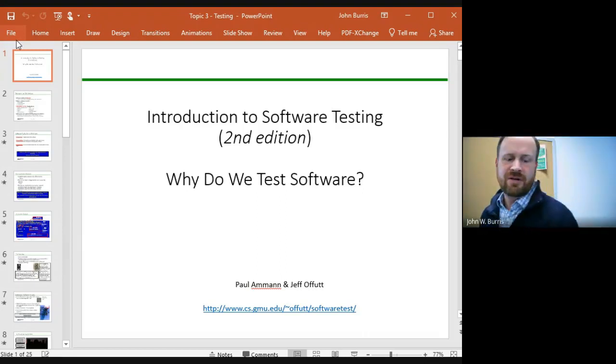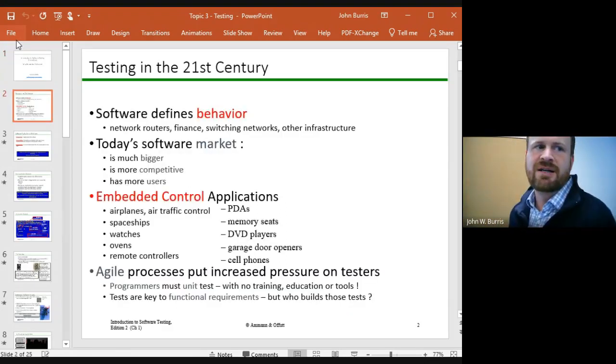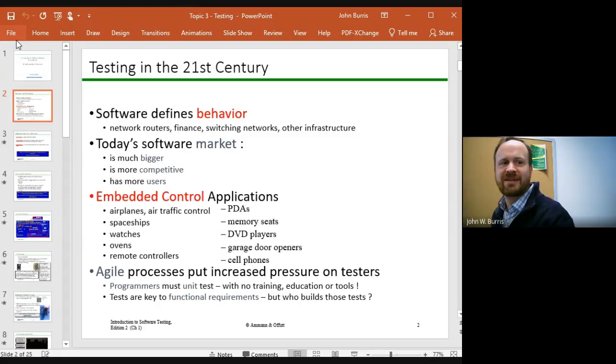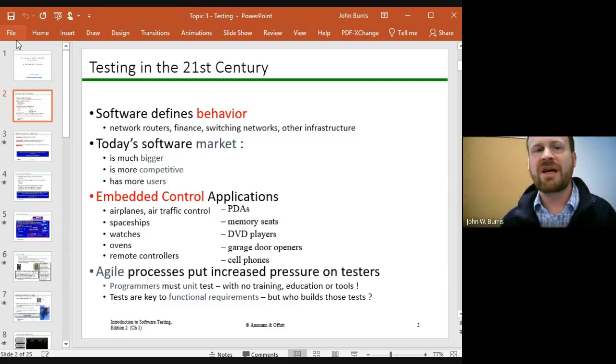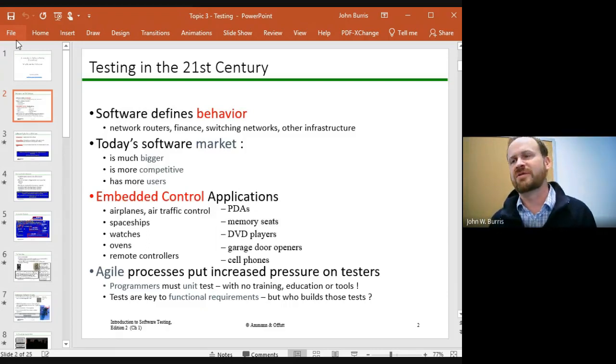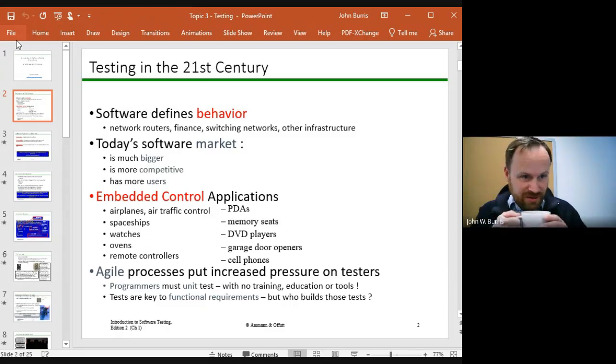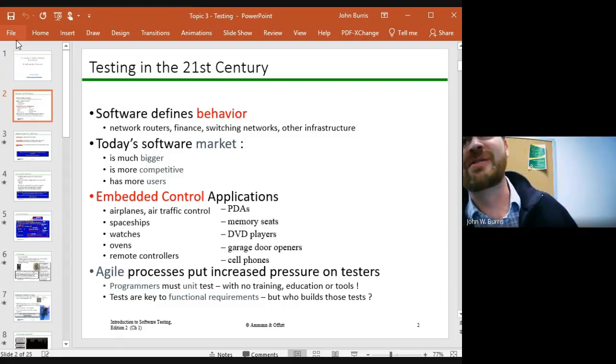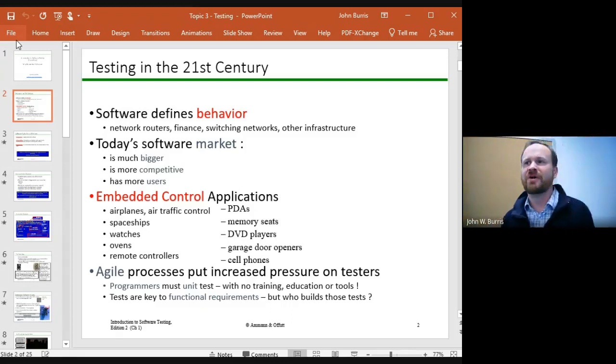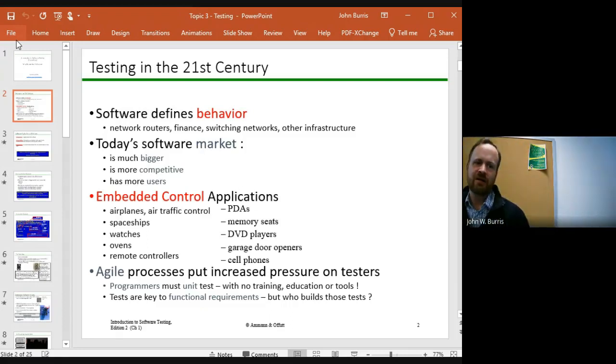We're going to talk about software testing. A couple of things need to be understood: software defines some behavior that is related either to some real world application or to infrastructure. Things like networking routers are infrastructure, and things like financial software are an application of some real world process, some business process. But the market now is bigger, more competitive, and there are more users.